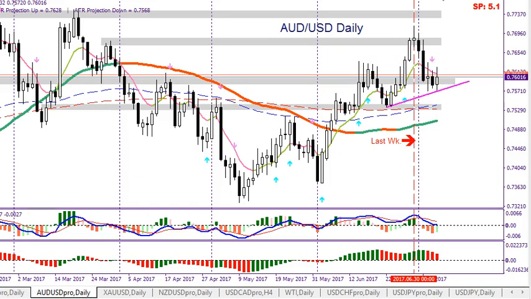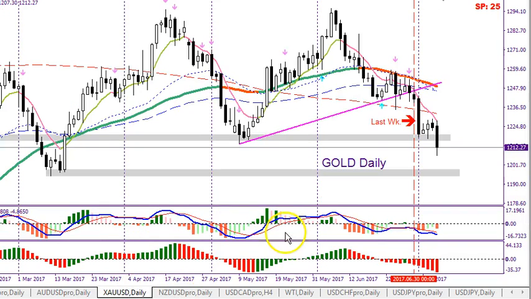Now we're going to switch to gold, and again, depending on how gold goes, it can also give you an idea as to where the Australian dollar is going, because the strength of the Australian dollar is often tied into gold. Here you can see clearly gold has broken support. You can take a look at the previous swing low here.